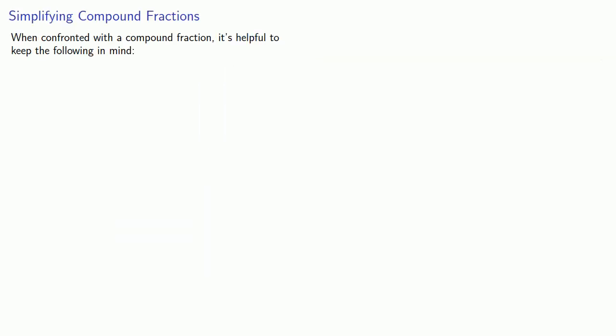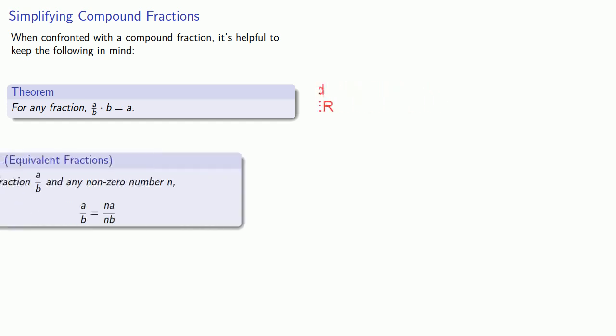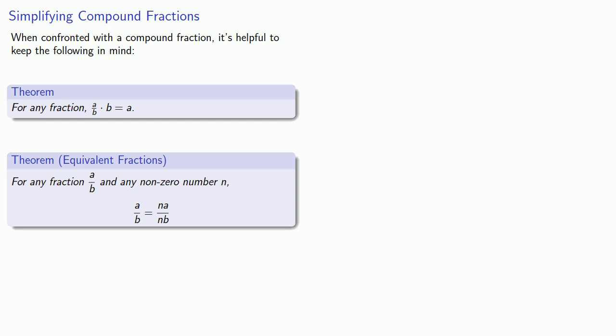So how do you simplify these compound fractions? When confronted with a compound fraction, it's helpful to keep the following ideas in mind. For any fraction, if we multiply by the denominator, we'll get just the numerator. Second, for any fraction a over b and any non-zero number n, the fraction a over b is the same as the fraction na over nb. We can multiply numerator and denominator by the same thing and not change the fraction.